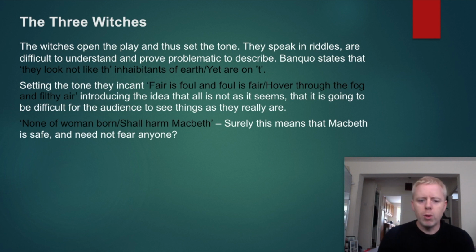"None of woman born shall harm Macbeth." Surely this means Macbeth is safe and need not fear anyone. No woman, because we're all born from our mothers, surely. But they deliberately play with Macbeth. So things aren't as straightforward as they seem, as we find out that Macduff was born unnaturally by caesarean section.